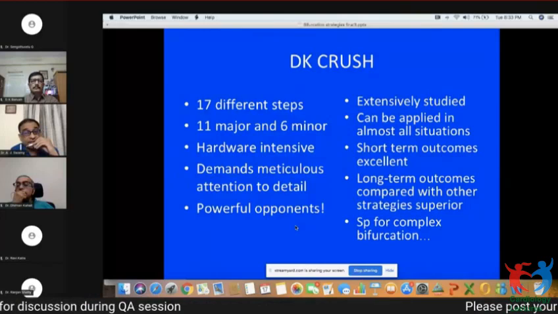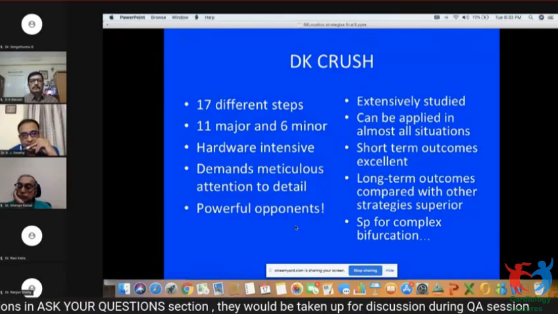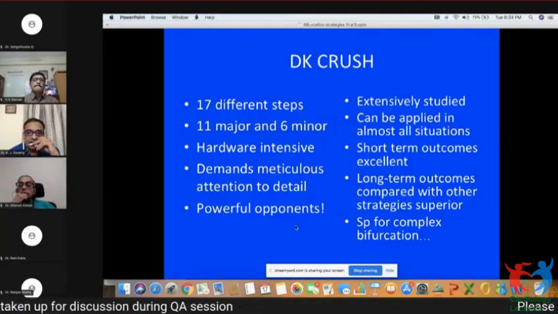However, it's been extensively studied. It can be applied in almost all situations. Short-term outcomes are excellent, and long-term outcomes compared with other strategies seem to be superior. It's been compared with culotte, with TAP, and with the other crush strategies, especially for complex bifurcation of the left main. The DK crush currently appears to be the standard of care, especially in the hands of Asian operators.